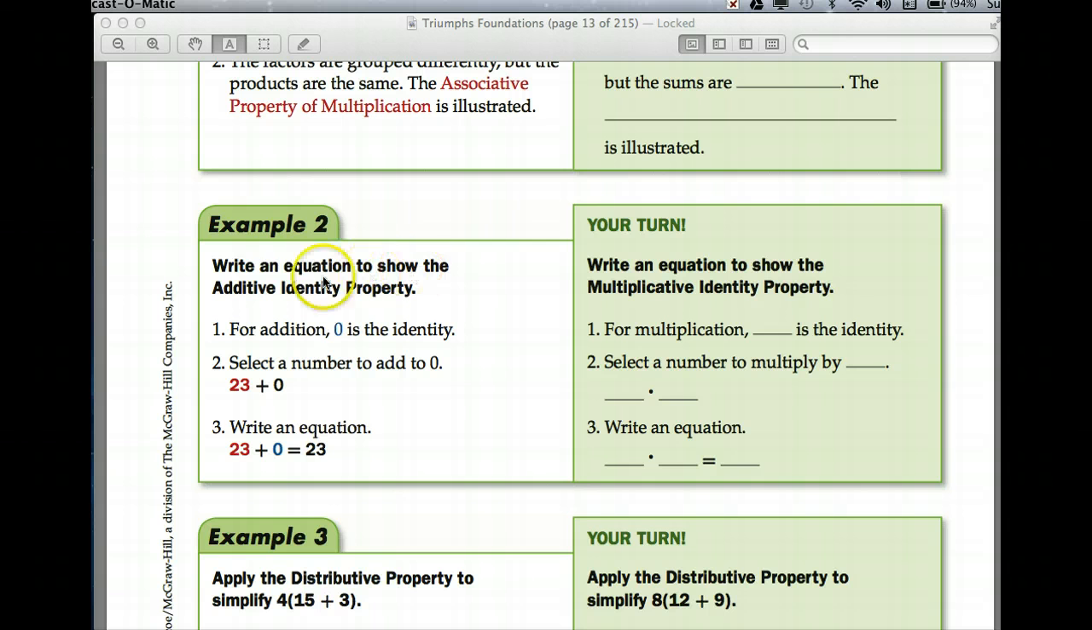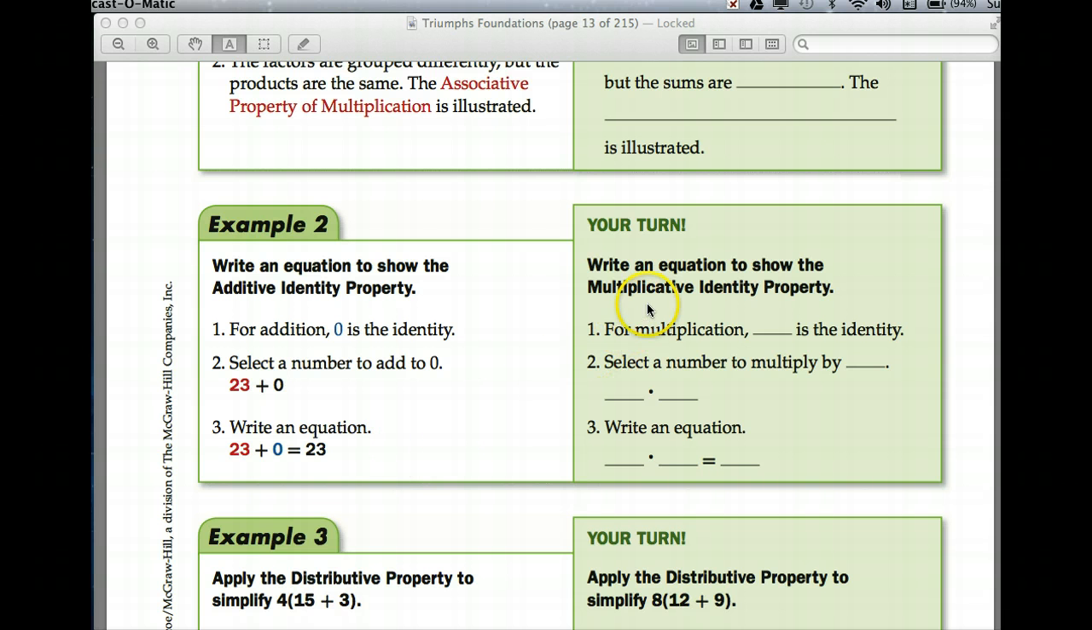Write an equation to show the additive identity property. Well, you know that if you add 0 to something, the only thing you can add to a number is 0, and it doesn't change. So select any number, it doesn't matter. They've selected 23 plus 0, and then they write an equation. 23 plus 0 is 23.